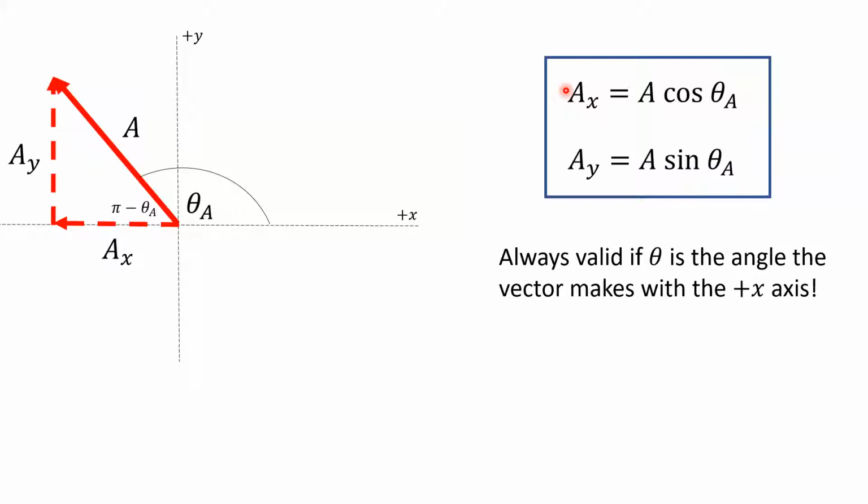Now, I meant to put some slides in here about angles defined differently, other ways of getting the components, but we'll do that when we look at some of the homework problems. So you don't have to use this angle to specify the components of a vector. But if you do use this angle, then these are the formulas that you would go with.